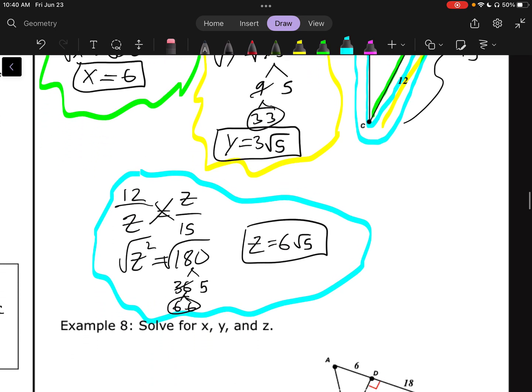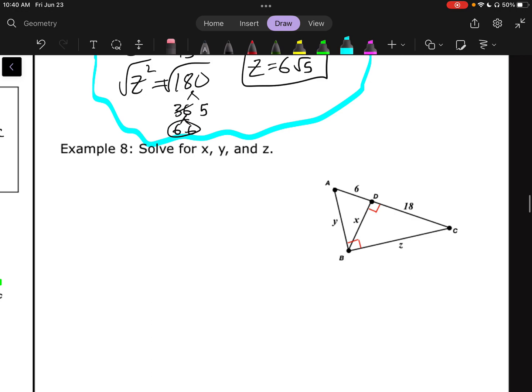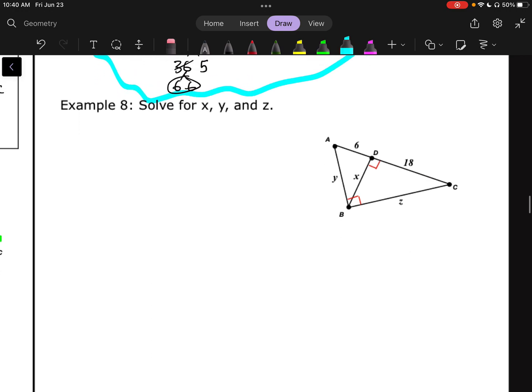All right, let's check the last one. We got one more like that. Okay, I like to start with the altitude. So let's go this way and do 6 over x equals x over 18. When we cross multiply, we are going to get x squared equals 6 times 18. 6 times 18 is going to be 108.